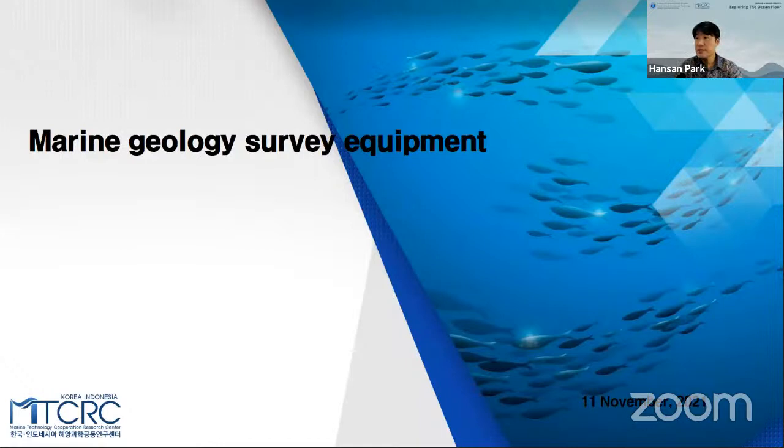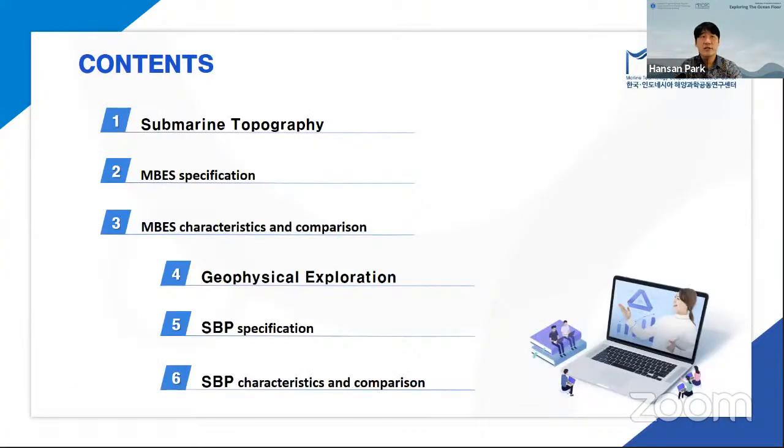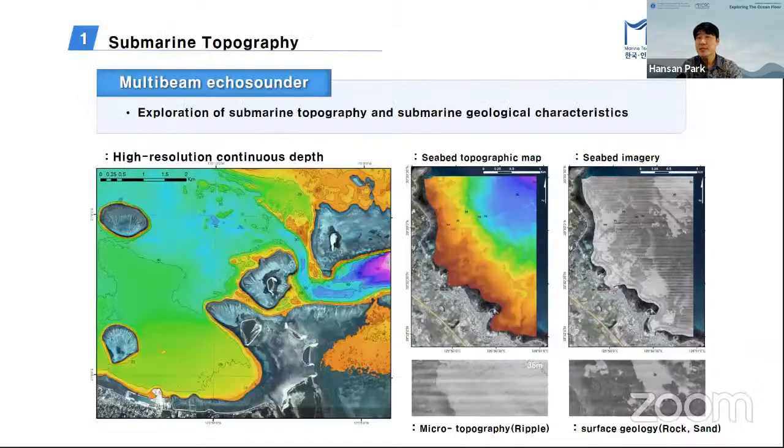We have bathymetry survey equipment and also strata exploration equipment operated by MTCIC. About that, there are 2 parts. One is submarine topography, and the next one is geophysical exploration (SPP). First, submarine topography. The multi-beam echo sounder is a device that measures water depths by accurately capturing information reflected on the seafloor by generating multiple soundings.